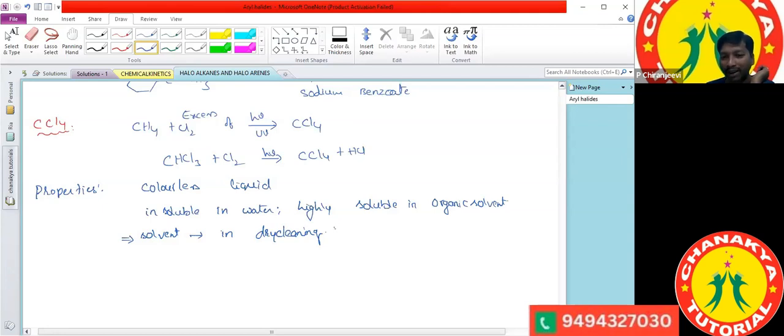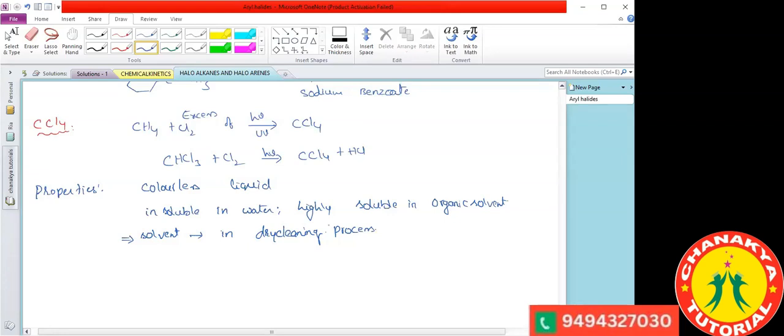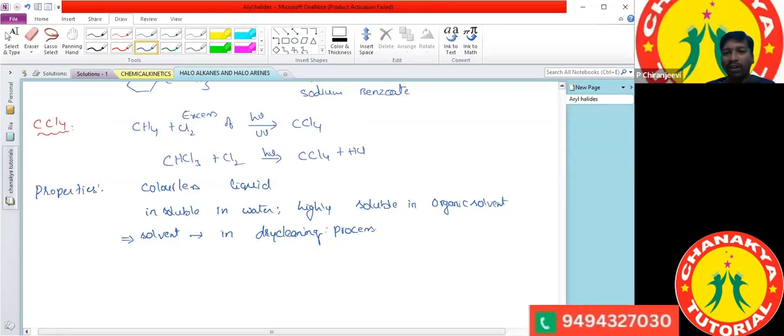So do you know what dry cleaning is? Do you have any idea about that? At least you must have heard the name of dry cleaning. Yes, they remove grease or other stains on the cloth using non-polar solvents. Very good.